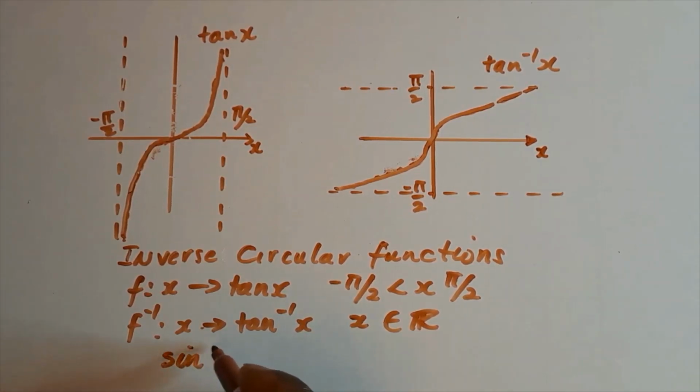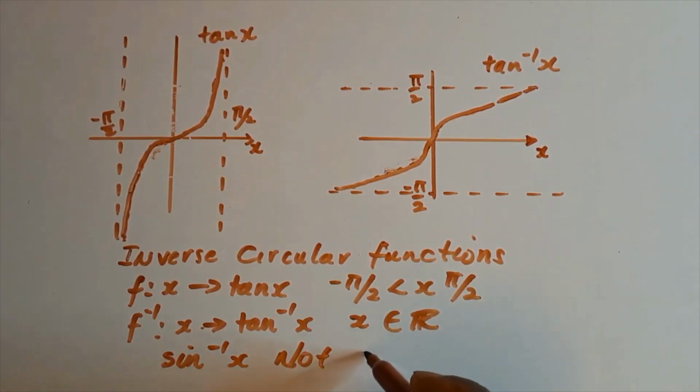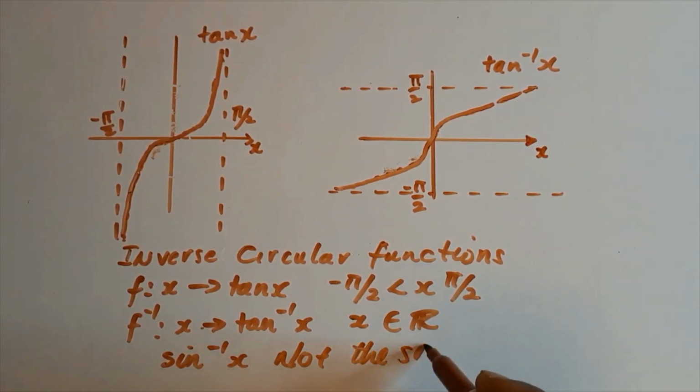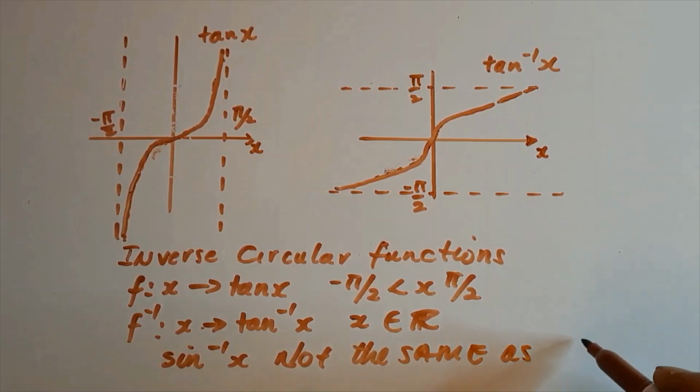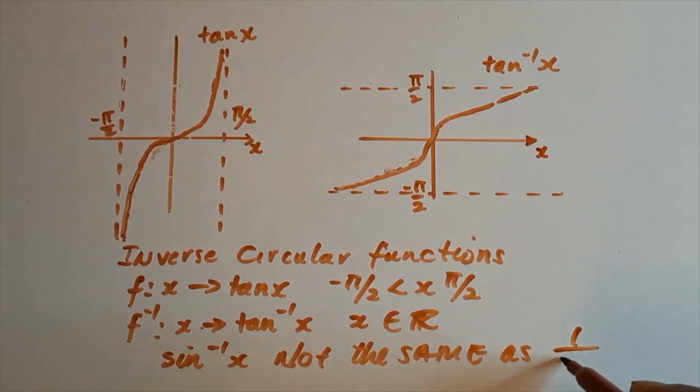So sine inverse x is not the same as 1 over sine x. As you know, 1 over sine x will give us cosec x. So completely different.